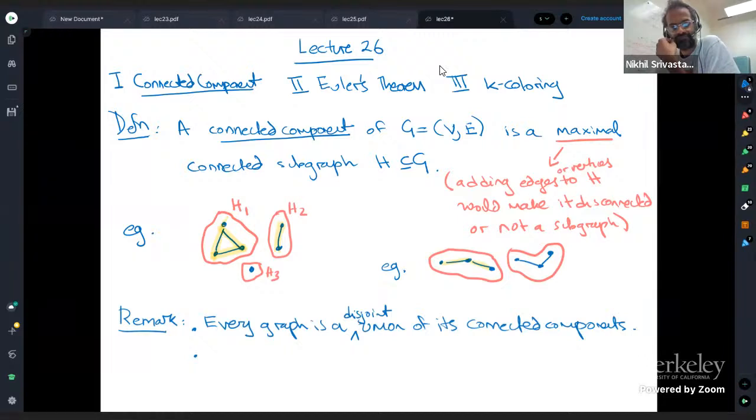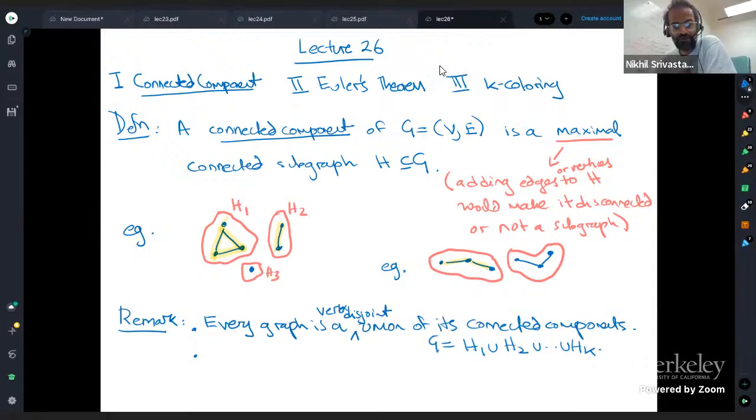Why is that? Because if they shared a vertex, we could create a larger component. Yeah, exactly. So it's a disjoint union. And the other property is that there are no edges between the connected components. So let me just be precise. If G has connected components, let's write this as G equals H1 union H2 union all the way up to HK. So it's vertex disjoint. So the vertices of the connected components are disjoint.